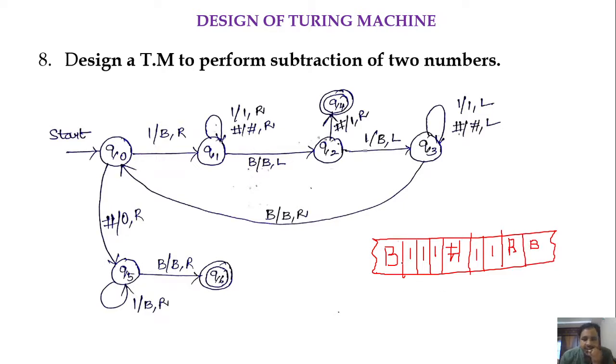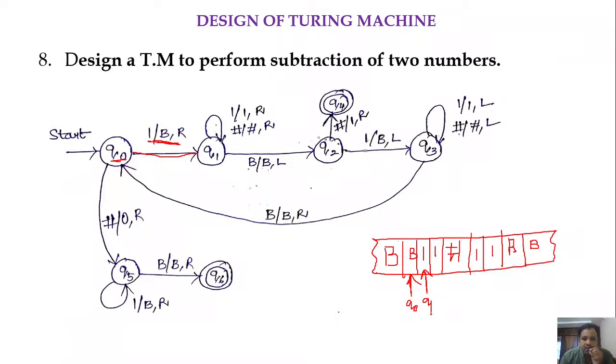We will start with Q0 and the head is pointing to 1. Okay, so in Q0, if we get 1, replace that 1 with a blank and move the head towards right. Done. And also we will move from state Q0 to Q1. So Q0 to Q1.